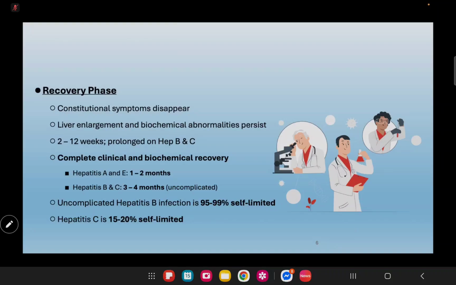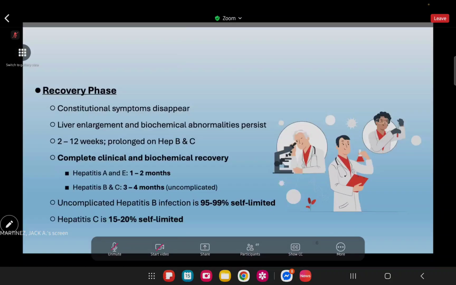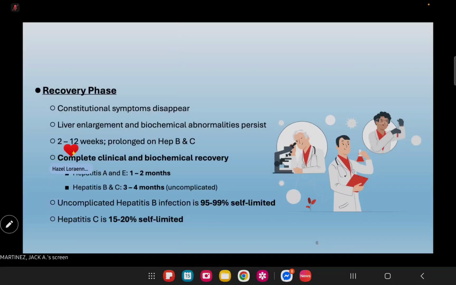So, if you were asked in the examination, which type has higher likelihood of becoming chronic? Is it B or C? Higher likelihood of becoming chronic, is it hepatitis B or C? C, correct. So that you should answer that one in the exam. The answer is hepatitis C, more likely of becoming chronic. In hepatitis B, only about 1%, but 15 to 20% self-limited for hepatitis C. The rest will become chronic. So very good.